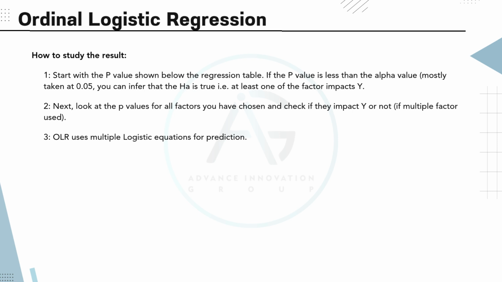Step 3. Understand the structure of OLR. Ordinal logistic regression, OLR, is different from binary logistic regression because it uses multiple logistic equations to estimate the probability of the response falling into one of several ordered categories. These equations allow us to calculate cumulative probabilities for each threshold in the ordinal outcome, like satisfied, neutral, dissatisfied. Final tip: remember, just because the overall model is significant doesn't mean every predictor is. Evaluate both the model and individual predictors to derive meaningful insights.